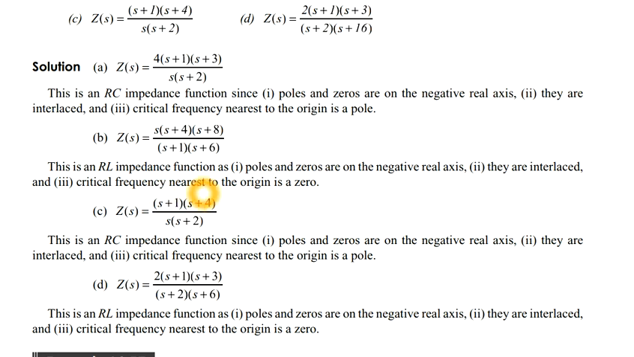And the critical frequency nearest to the origin is 0, so we can say this as a RL impedance function, direct. Fine. It is very straightforward. The main difference is that the critical frequency nearest to the origin, if it is a pole, then it is an RC function. If it is a 0, then it will be RL function. Fine. Like this you can verify any other function. That's it. Thank you.